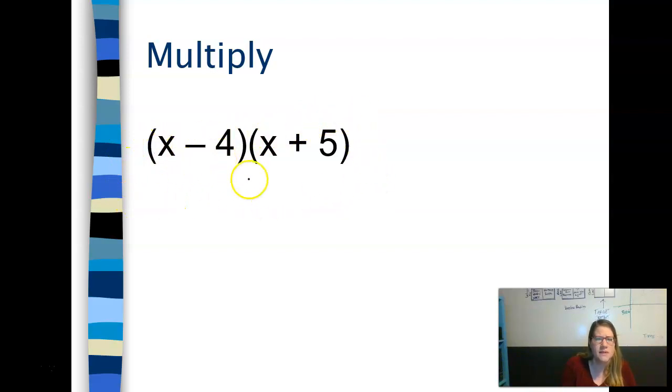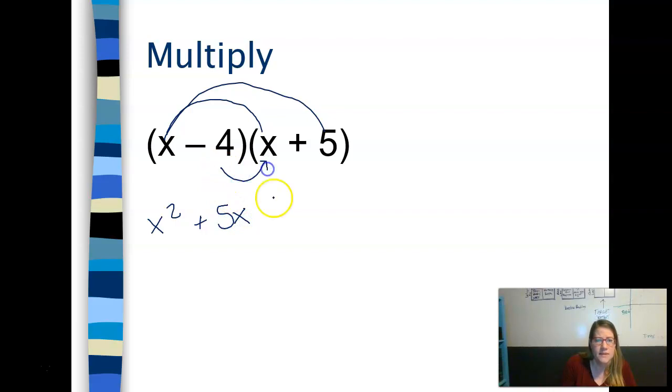If I have x minus 4 times x plus 5, we can think of x minus 4 as one of our factors, and x plus 5 is another one of our factors. If I multiply these together, it's just like the previous slide, where 2 times 5 multiplies to get 10. If I multiply these two factors together, I'm going to get a quadratic, because x times x is x squared, x times 5 is 5x, negative 4 times x, and negative 4 times 5 is negative 20.